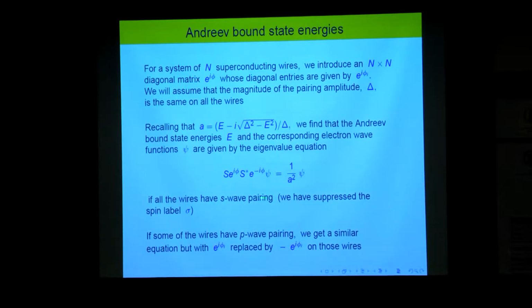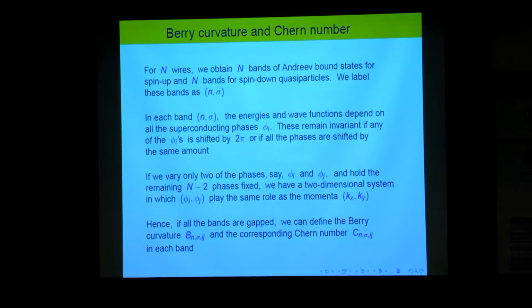Now this is actually the equation you get if all the wires have S wave pairing. I've suppressed the spin label, so I'm assuming this is actually for spin up quasi-particles. If you have spin down quasi-particles, there are some minus signs which appear. Also, if some of the wires have P wave pairing, it turns out that for those wires in those diagonal entries of e to the i phi, you put a minus sign. If it's e to the i phi, you don't put a minus sign if it's e to the minus i phi. Okay, so this is all there in the derivation due to Beenakker. So the equation changes a little bit if some of the wires are P wave.